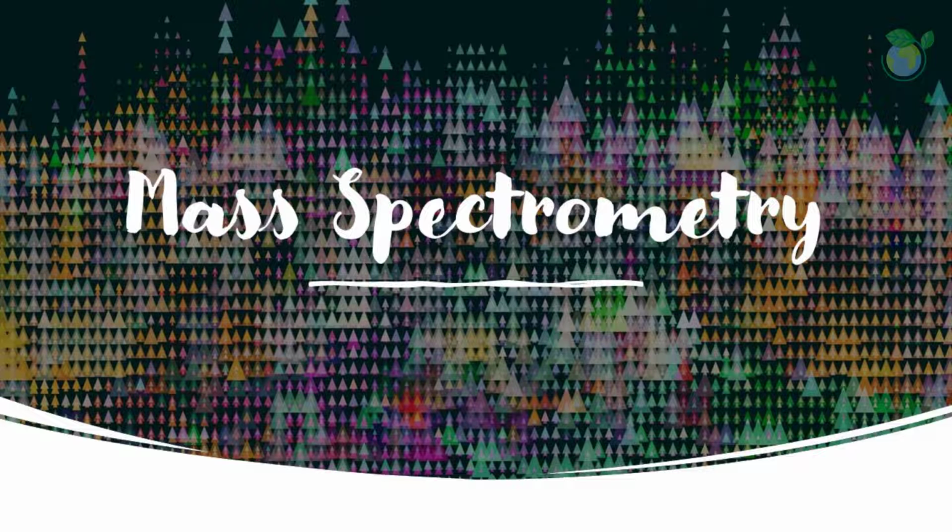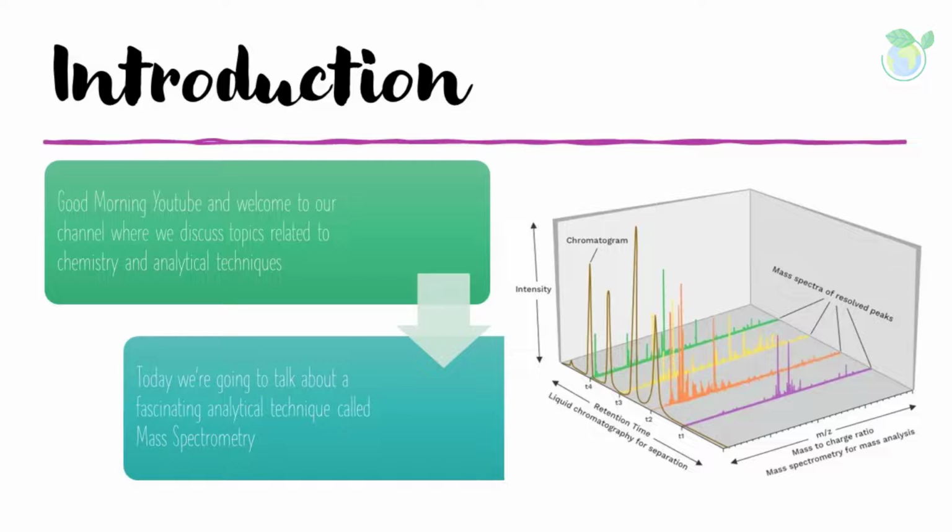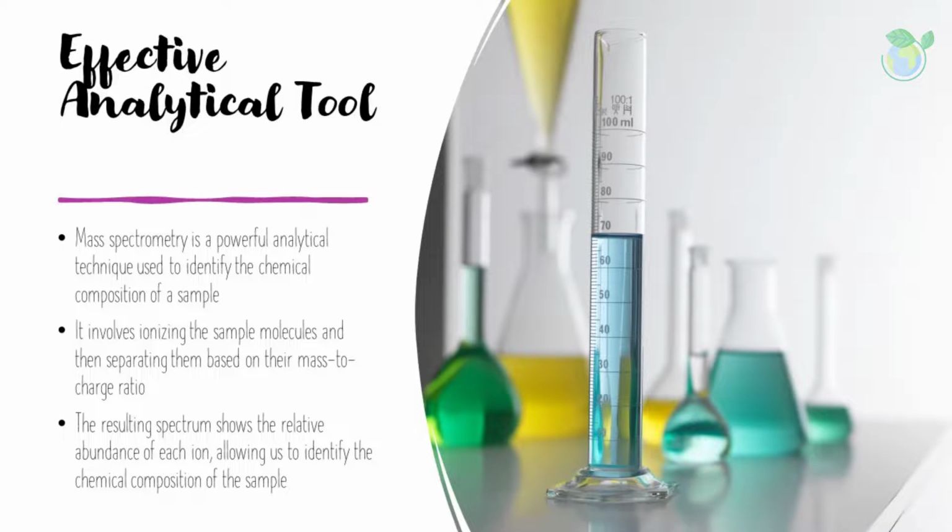Today we're going to talk about a fascinating analytical technique called mass spectrometry. What is mass spectrometry? Mass spectrometry is a powerful analytical technique used to identify the chemical composition of a sample. It involves ionizing the sample molecules and then separating them based on their mass-to-charge ratio. The resulting spectrum shows the relative abundance of each ion, allowing us to identify the chemical composition of the sample.